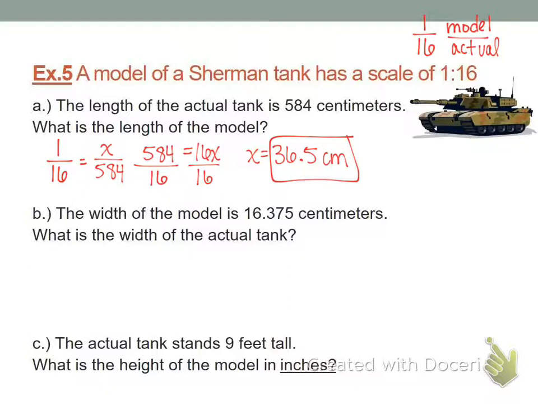Letter B, they switch it up on us. This time they give us the width of the model. So in my opinion, the numbers aren't quite as easy this time around with the decimal. Where should that 16.375 go? On the top. Which means if I'm looking for the actual width, it would be an X on the bottom. It's the only place for it to go. This makes it easy. All you have to do is multiply. And what do we get for X?